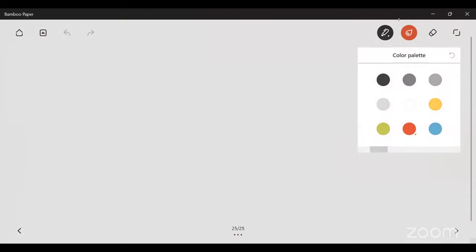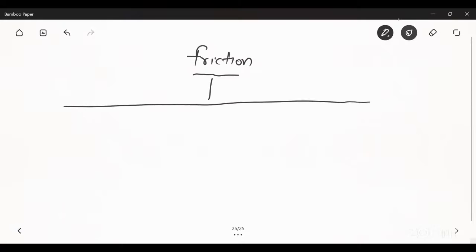Now come to the types of friction. Friction has generally two types. First one is static friction. Second is kinetic friction.